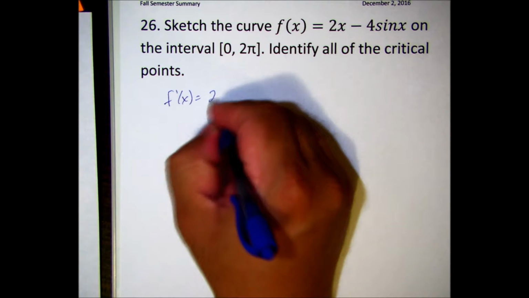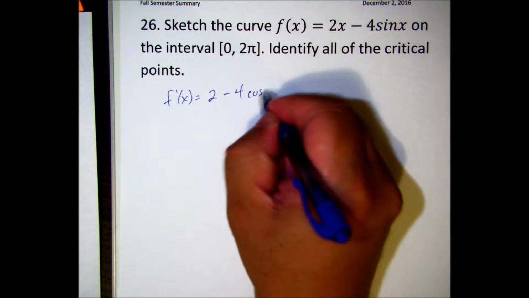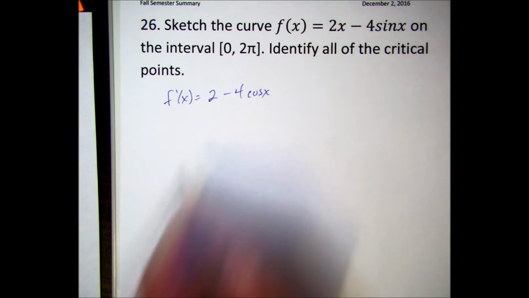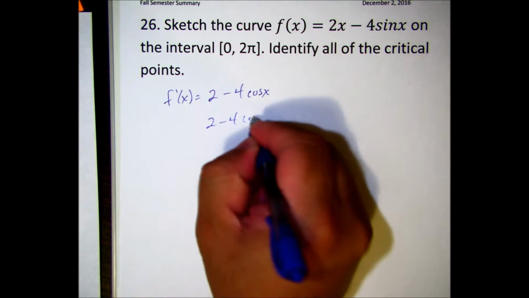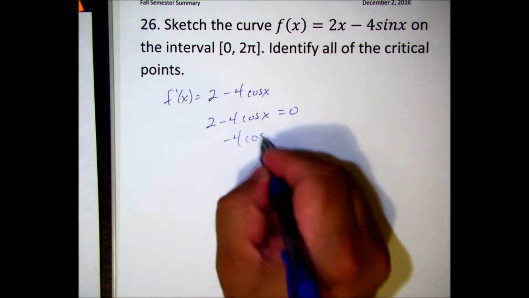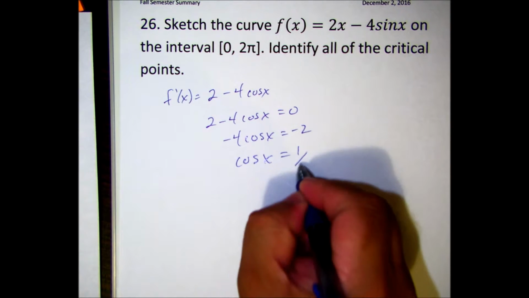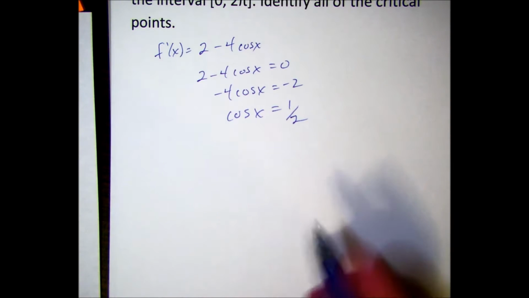So that'll be 2 minus 4 times the derivative of sine, which is cosine. The 4 comes along for the ride. Set this equal to 0. And that's going to give us negative 4 cosine x equals negative 2. So cosine x equals a half. So when is cosine equal to a half?